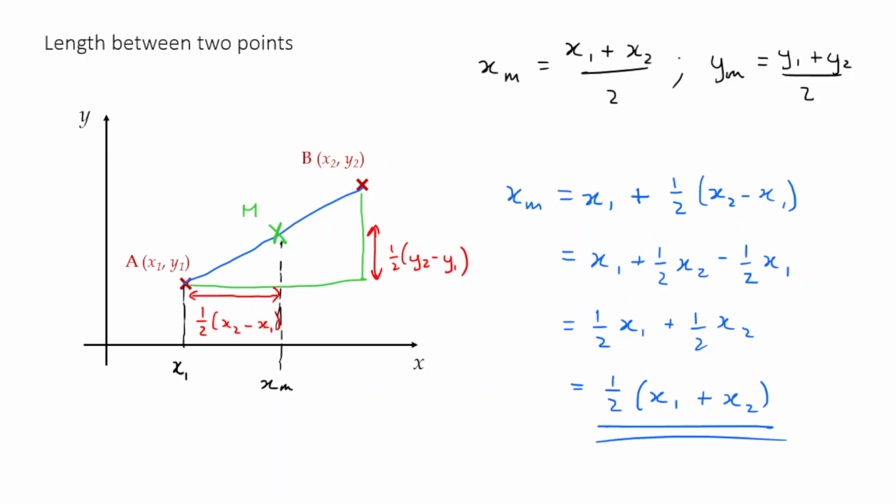And you can do exactly the same thing for the y-coordinate as well. The y-coordinate is going to be this distance here, y1, plus this distance here, which is a half of y2 minus y1, right? That will give you your y-coordinate of the midpoint. All right.